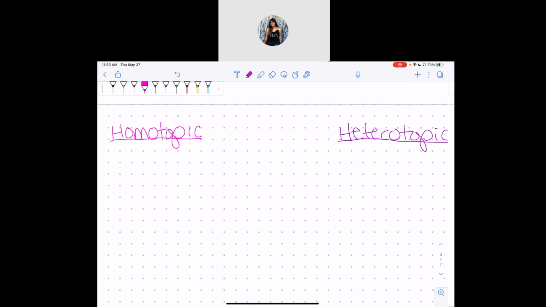All right. Homotopic. What do you guys think that means, just from how the word is put together? Same, exactly. So this is essentially going to mean same signal. Versus heterotopic, what do we think?